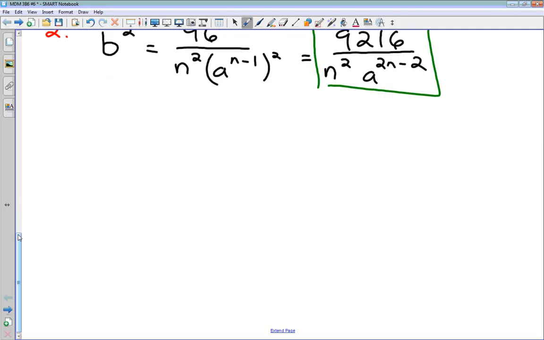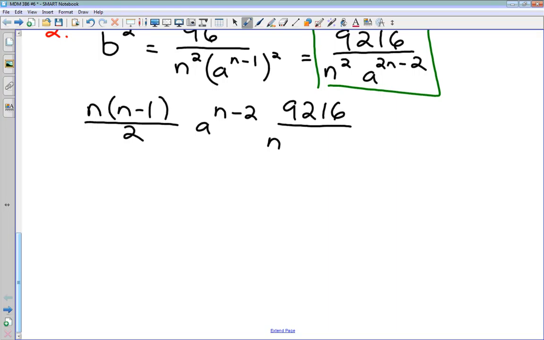So equation number 3 becomes n times n minus 1 divided by 2. Okay, making our substitution for that combination. We still have the a to the n minus 2. And then making our substitution for b squared, 9216 divided by n squared a to the 2n minus 2. And this whole thing is still equal to 216.